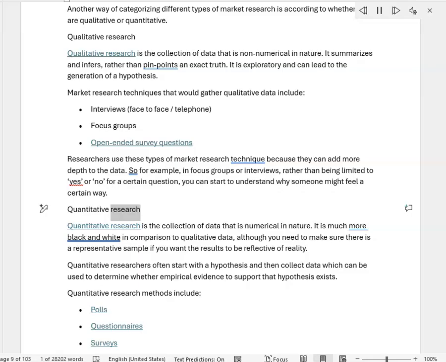Quantitative research. Quantitative research is the collection of data that is numerical in nature. It is much more black and white in comparison to qualitative data, although you need to make sure there is a representative sample if you want the results to be reflective of reality. Quantitative researchers often start with a hypothesis and then collect data which can be used to determine whether empirical evidence to support that hypothesis exists. Quantitative research methods include polls, questionnaires, surveys, review scores.